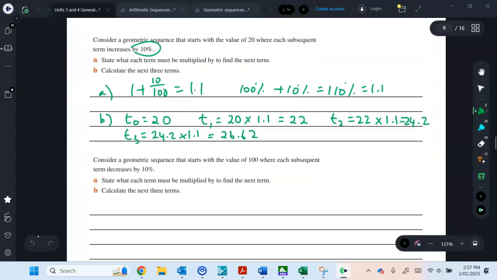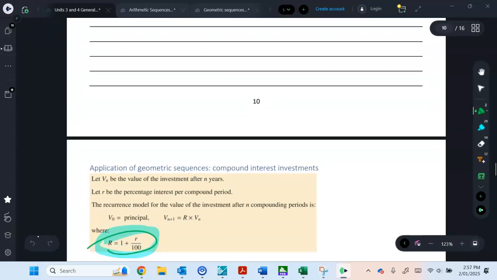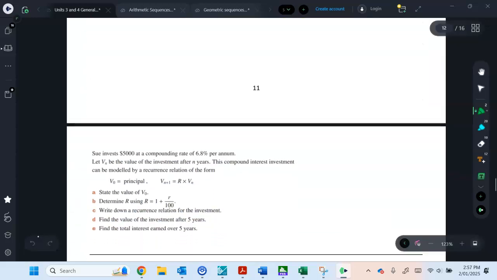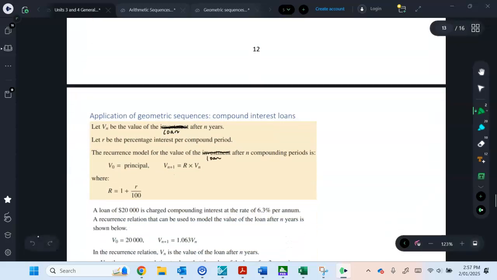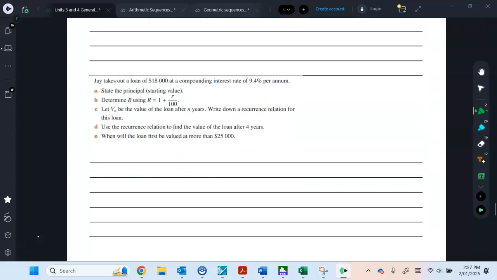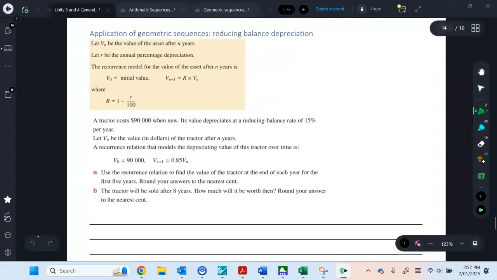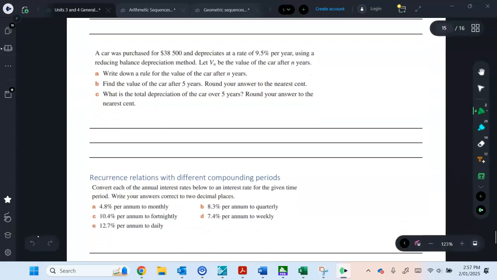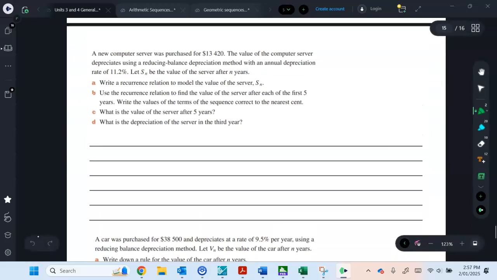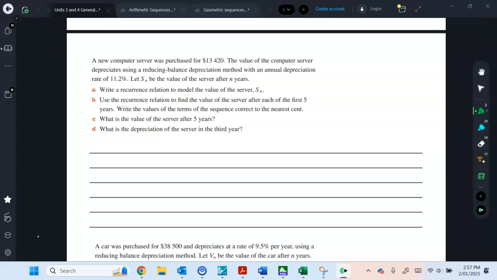So I'm just going to scroll past all this stuff for a sec. We did some of that, didn't we? There we go. Okay, let's do this question here. A new computer server was purchased for $13,420. The value of the computer server depreciates using reducing balance depreciation method with an annual depreciation of 11.2%. So I'm going to just highlight that. Let SN be the value of the server after N years.